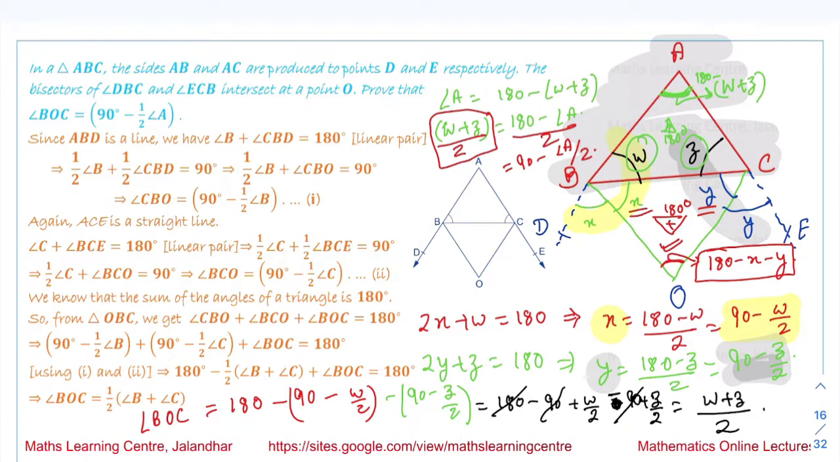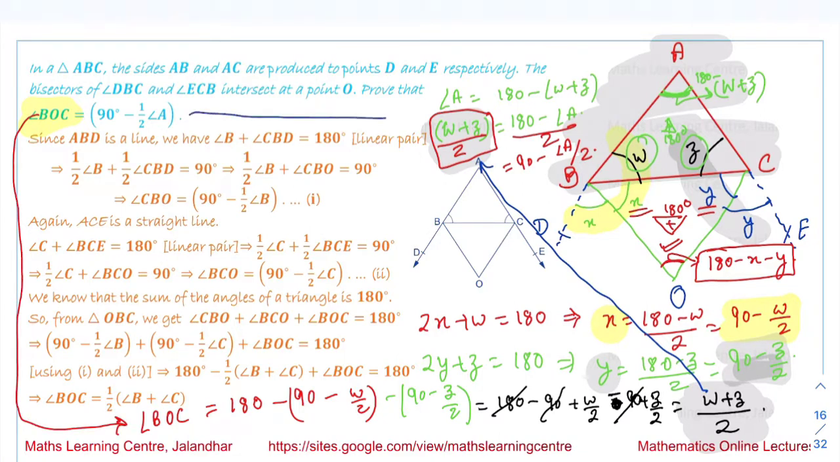Now what we have is, we want the value of (W plus Z) by 2 over here, and we have the value of (W plus Z) by 2 over here. So if I equate these two terms, I will get that angle BOC, I am talking about this value, angle BOC, is equal to 90 minus angle A by 2.